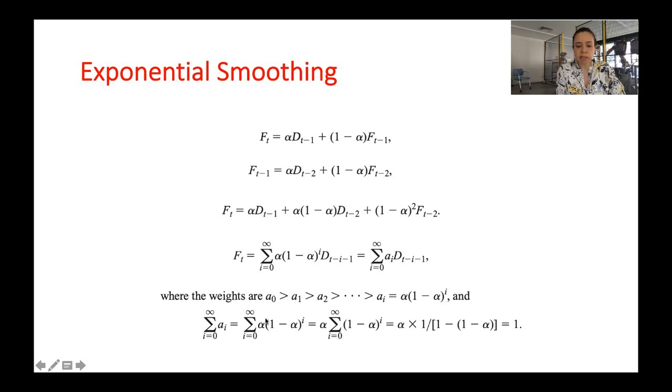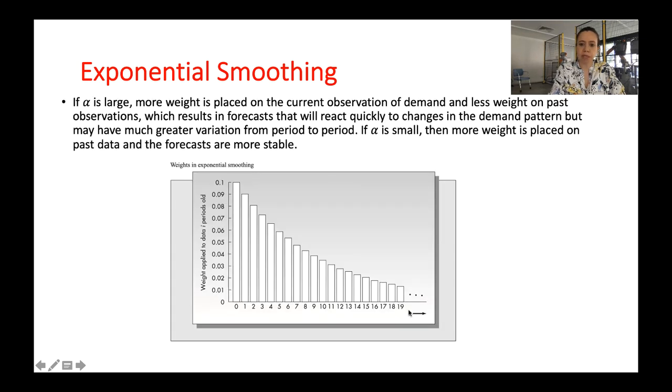And when we sum up all of the weights, here, as you can see, we see that the sum of the weights is equal to 1. And now I will show the weights on a graph. Here, if alpha is 0.1, as you can see, the weight that we give to the most recent observation is 0.1.